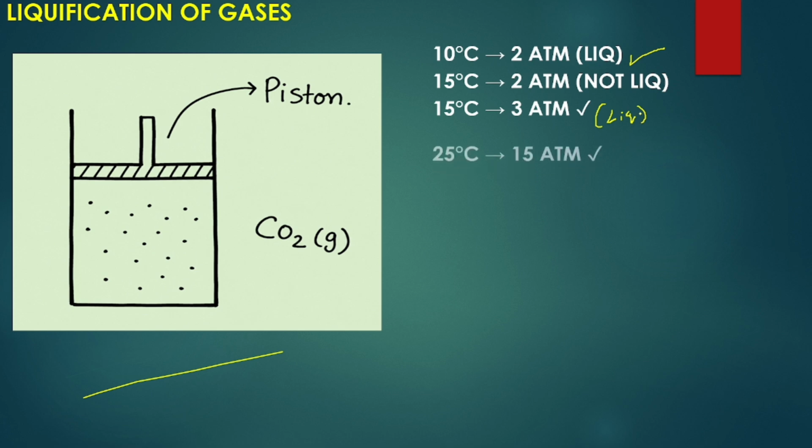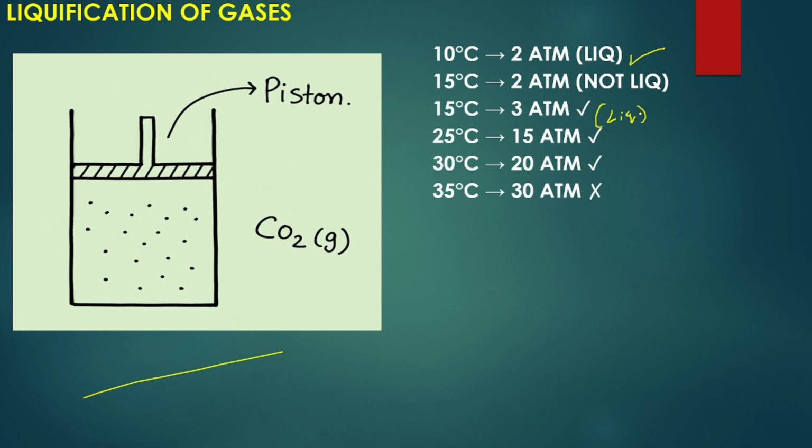Now another condition, 25 degrees Celsius and 15 atmosphere. Yes, it is converting into liquid state. 30 degrees and 20 atmosphere, very nice, still it is converting into liquid. Now 35 degrees Celsius and 30 atmosphere. Can the gas be liquefied? No, the gas is not liquefying here.